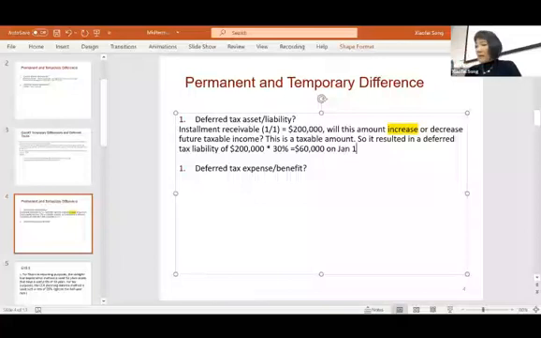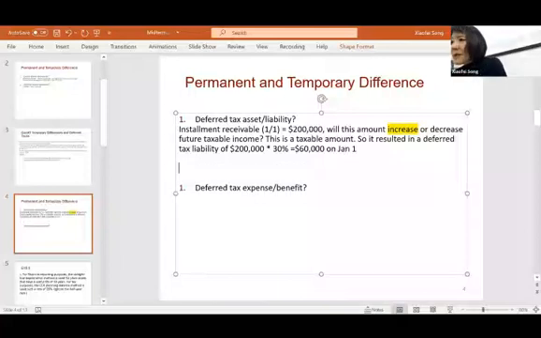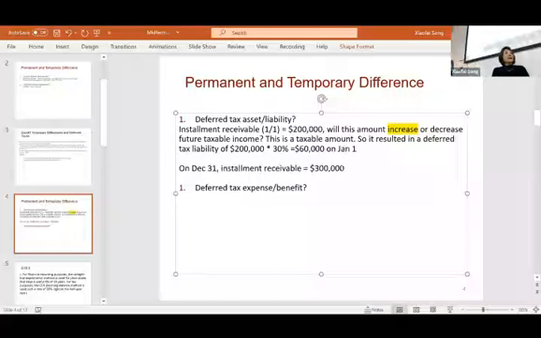That's there, right? So on December 31st, the installment receivable is 300,000. Now we did all that work, so we can say, what do we have at the end of the year, a deferred tax liability or a deferred tax asset? Liability. There's no change in the nature of the situation, just now the amount is higher, right?